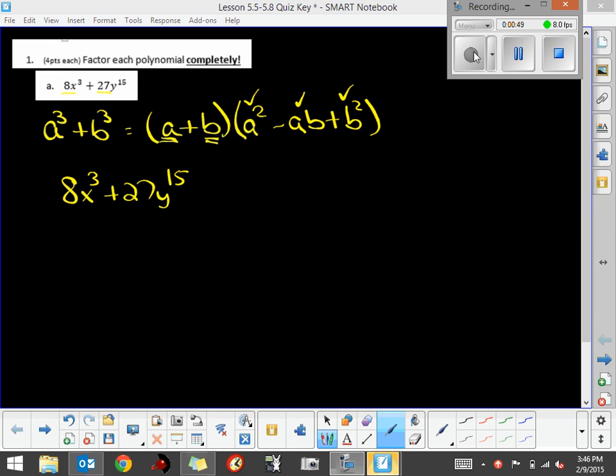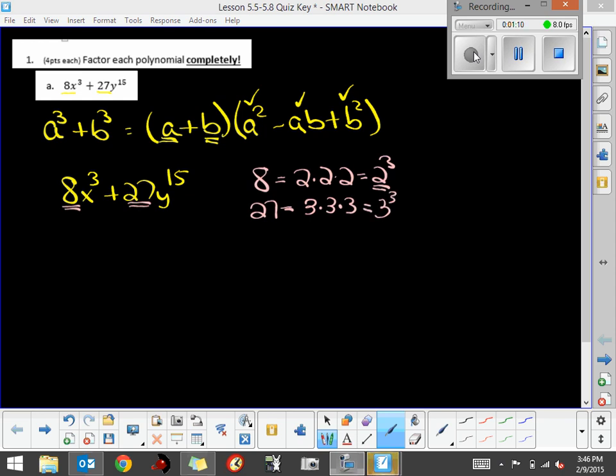Okay, so I talked about these things being kind of two separate units or entities. They really could be thought of that way. So I'm going to look at the numbers 8 and 27. 8 is a perfect cube because it's 2 times 2 times 2, which is 2 cubed. 27 is a perfect cube because it's 3 times 3 times 3, which is 27, or 3 cubed. That's what makes those perfect cubes. X cubed is a perfect cube because it's x times x times x. In order to be a perfect cube, you have to be able to take the number times itself 3 times.